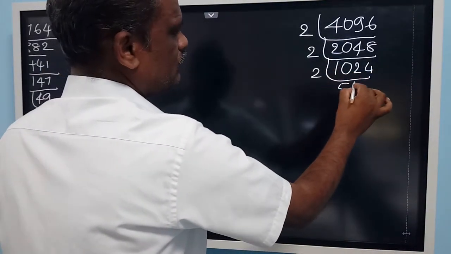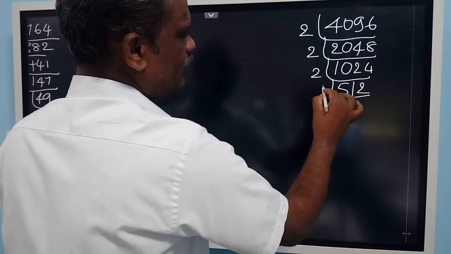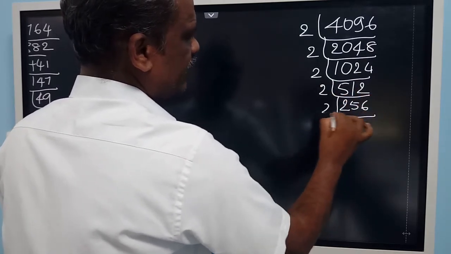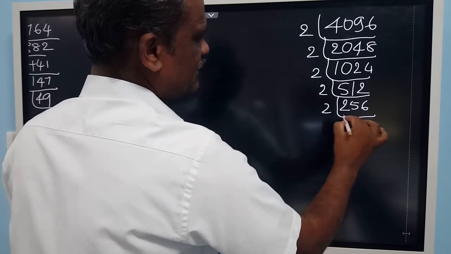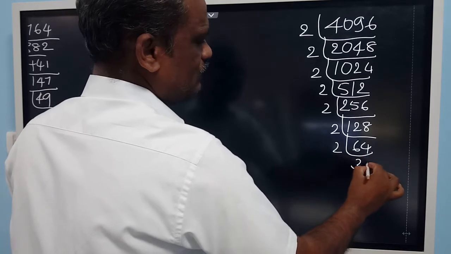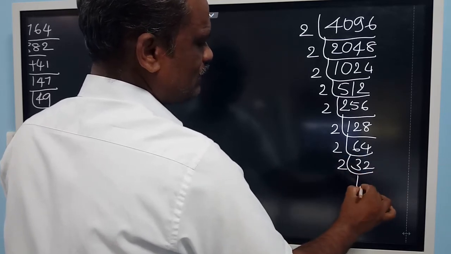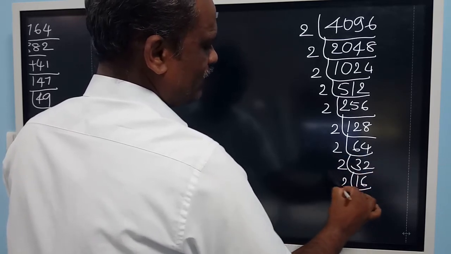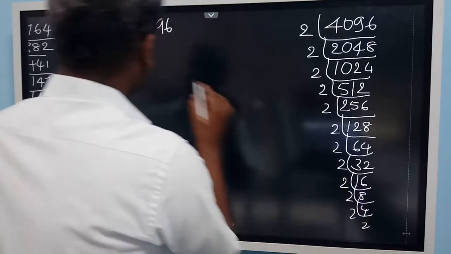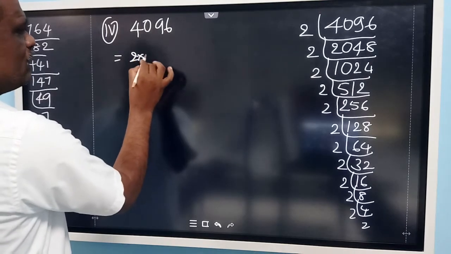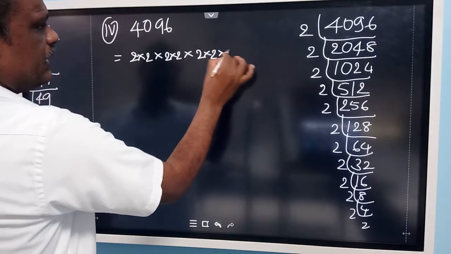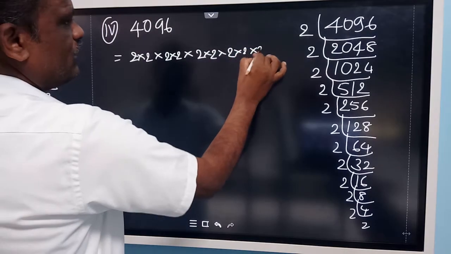Again by 2. Again by 2, 2 2s are 4, 2 5s are 10, 2 6s are 12. Again 2 1s are 2, 2 2s are 4, 2 8s are 16. Again 2 6s are 12, 2 4s are 8, 64. Again by 2, 2 1s are 2, 2 6s are 12. Again by 2, 2 8s are 16, 2 4s are 8. So this can be written as 2 into 2, 2 into 2, again 2 into 2, again 2 into 2.